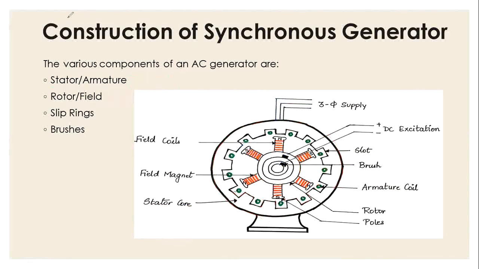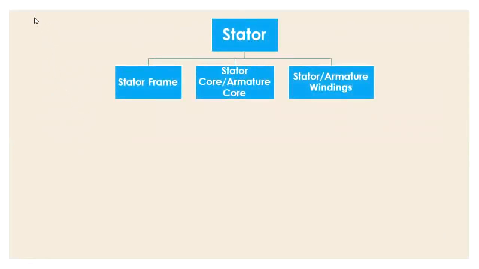Now let's see one by one all the major parts, what their functions are, and what material is used to make these parts. The first one is the stator, and the stator has three parts in it. The first one is called the stator frame, that is the outermost cover I have just shown you. The next one is the stator core, also called the armature core. And the third one is the stator or armature windings.